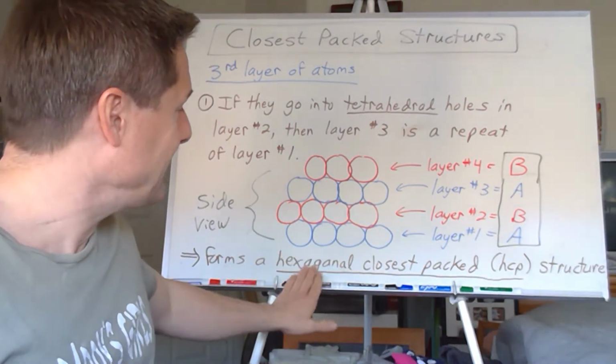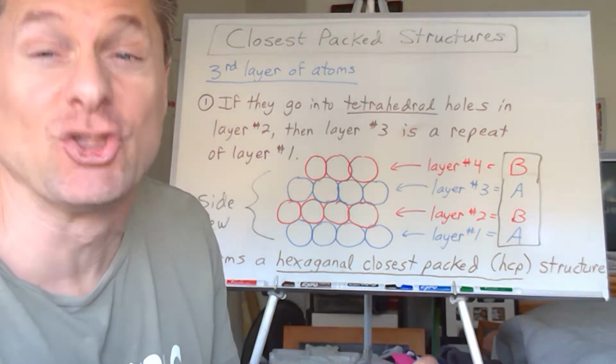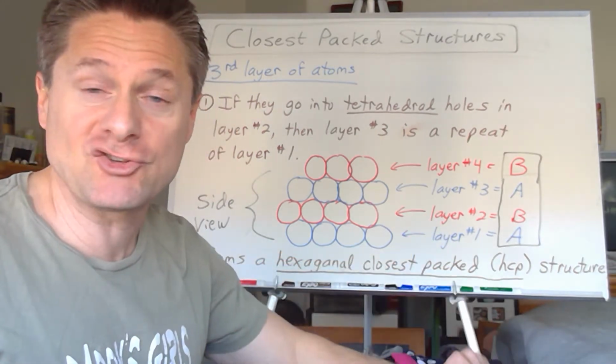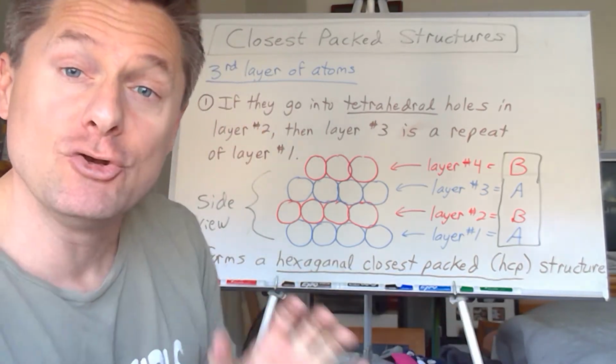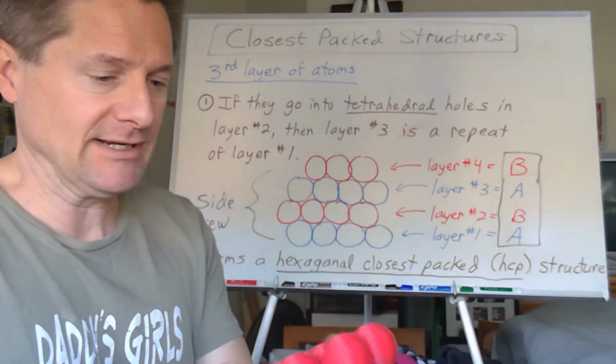So that type of arrangement is called hexagonal. Some people say it differently, I don't really care, right? Hexagonal closest packed structure, or just HCP. Whenever you see that CP, you know it comes from this closest packing arrangement, okay?